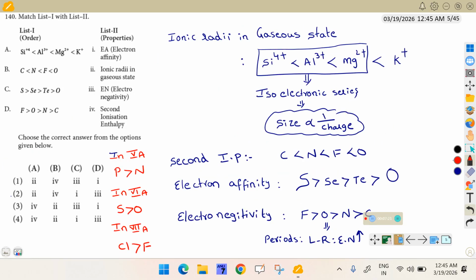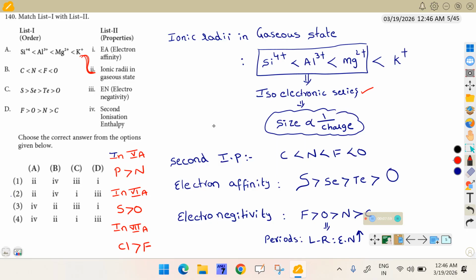The next question is a matching type question. Si4+, Al3+, Mg2+, K+. Ionic radius in gaseous state. First of all, Si4+, Al3+, Mg2+ have the same number of electrons. Those are considered as isoelectronic series elements. In an isoelectronic series, size is inversely proportional to charge. So A is 2. Ionic radius in gaseous state, correct.